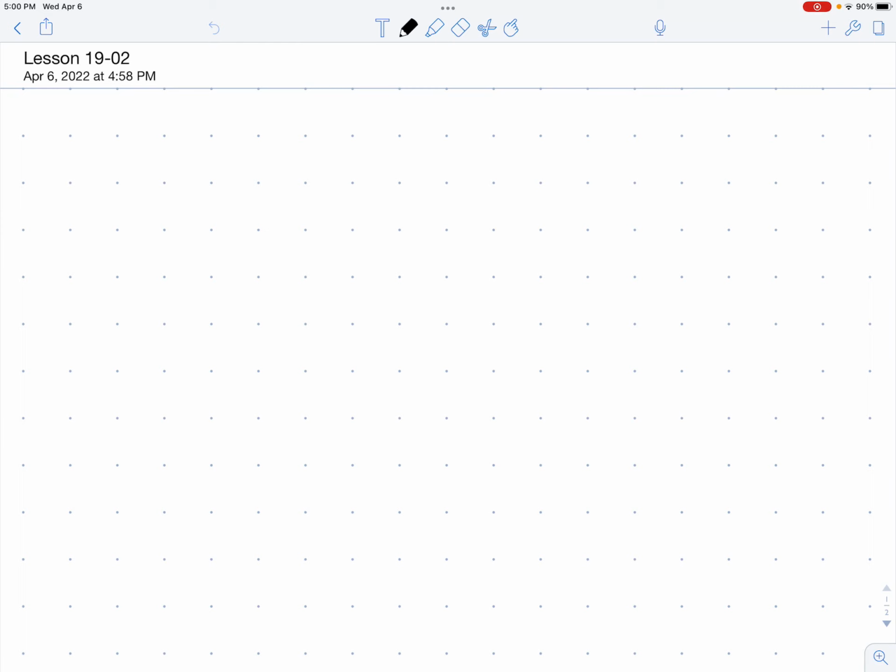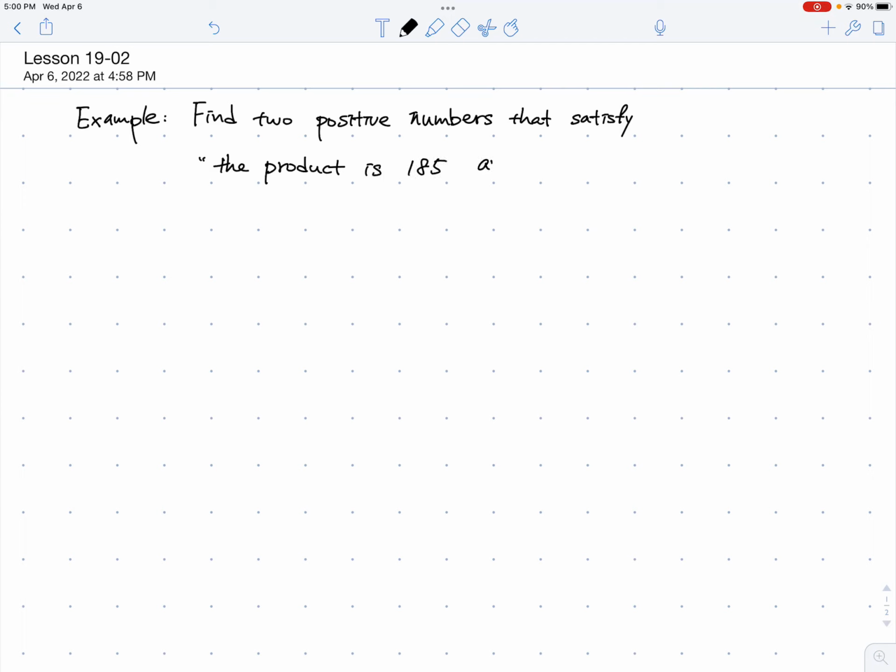Let's look at another example. Okay, so this is: find two positive numbers that satisfy the product is 185 and the sum is a minimum.